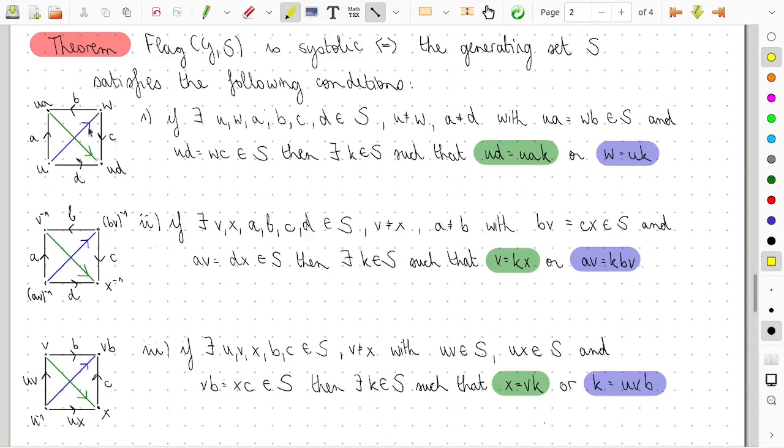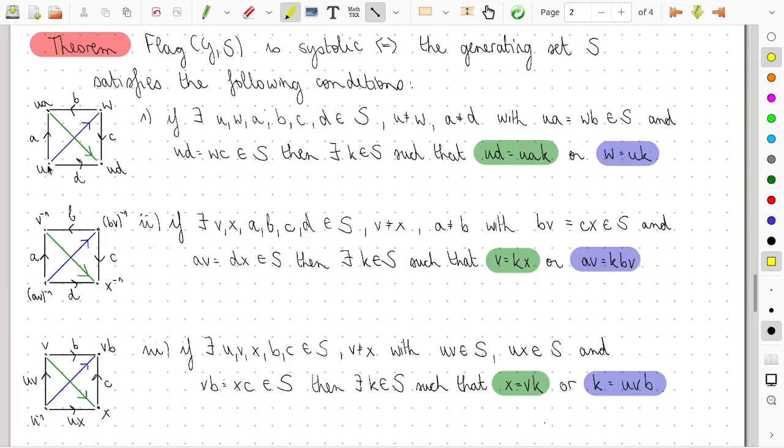Moreover, U is different from W, UA is different from UD, and A and B are different from the identity, so UA is different from U and W, but it's also different from UD. Same goes for UD. It's different from W and U, and it's also different from UA. So this is indeed an embedded cycle in the link of the identity.